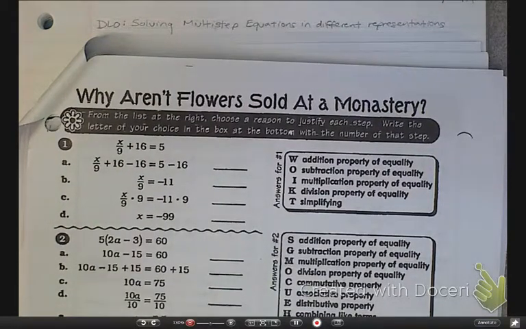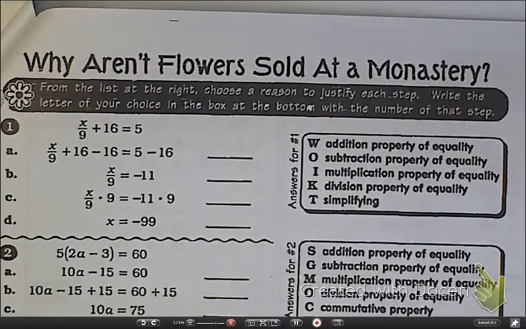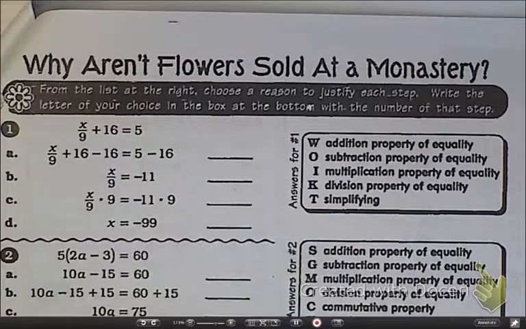And so we're going to try and solve this one together. So I want to look at the first equation. So let's look up here at the top. I'll zoom into it. Up here at the top, we have this equation. It says x divided by 9 plus 16 equals 5. And then if you look over here at the side, we have all of these answers for number 1.